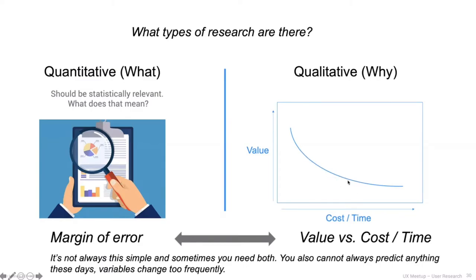Very often, with very small samples, you could get 80% of what you need to know, and the 20% needs to come from somewhere else. And obviously, these days, we need to supplement our research and what we get with data and analytics and all of those things.